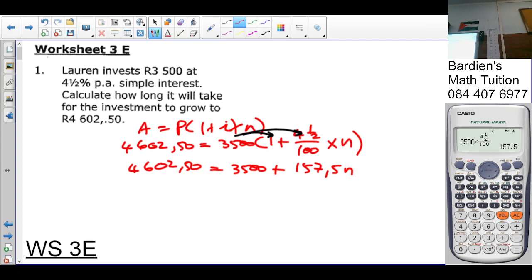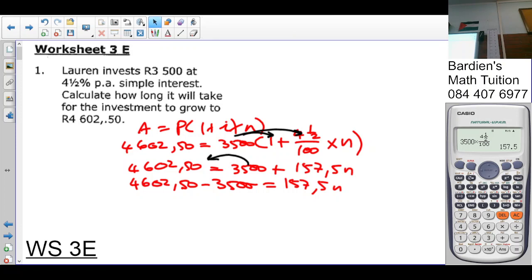So that's going to give us 157.5N. So what do I do now? I take the 3,500 rand over. So it gives me 4602.50 minus 3,500 rand equals 157.5N. So what do I do now? In the calculator, it's going to be 4602.5 minus 3,500, which gives me 1,102 rand and 50 cents.